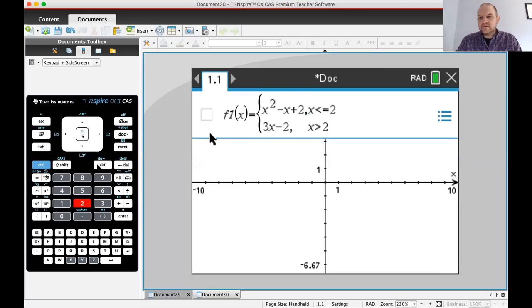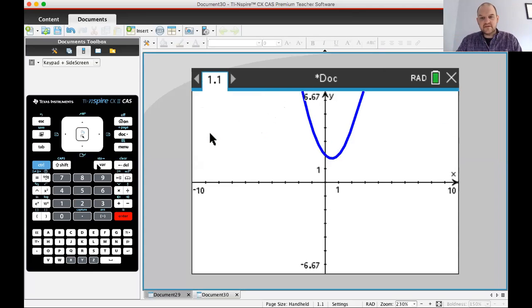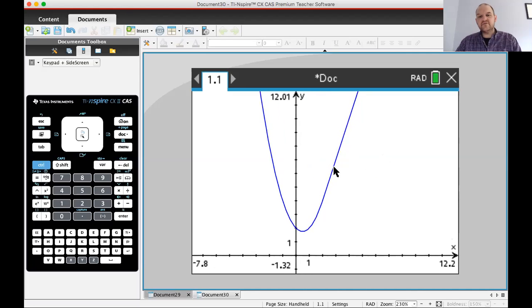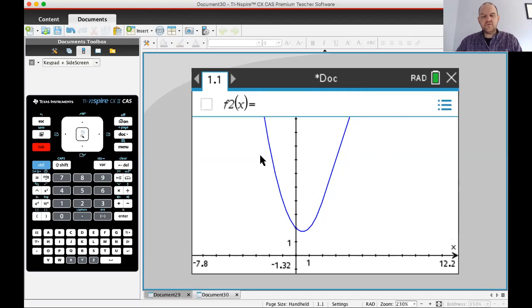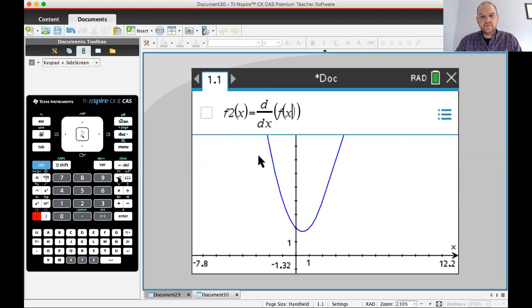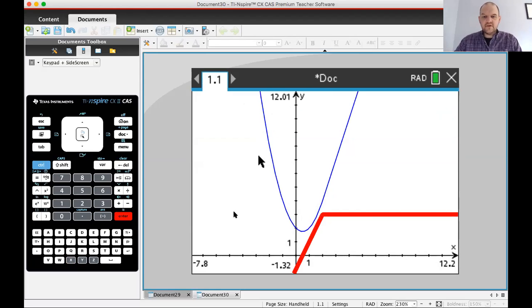This is a nervous moment because if it didn't work, we have to go back and fix things. Let's see what this looks like. That definitely looks like a nice continuous differentiable function. Let's look at what the derivative looks like. I don't actually know what's going to happen here, so let's just go for it. I want the derivative of f1 of x. There you go. Oh, look at that.